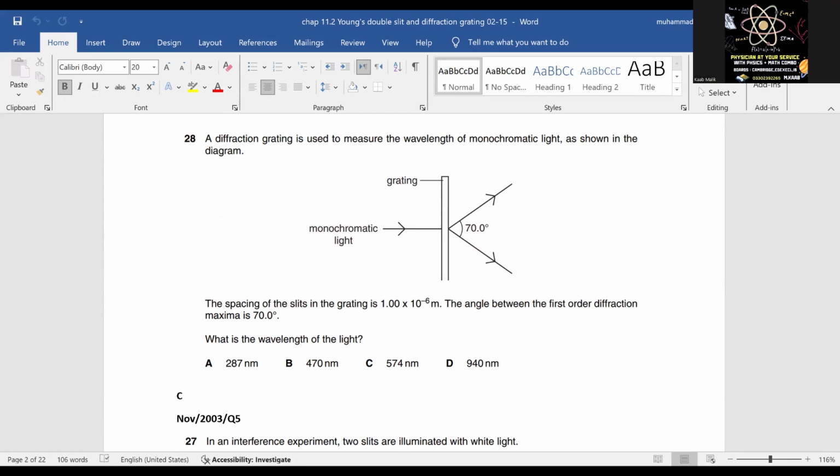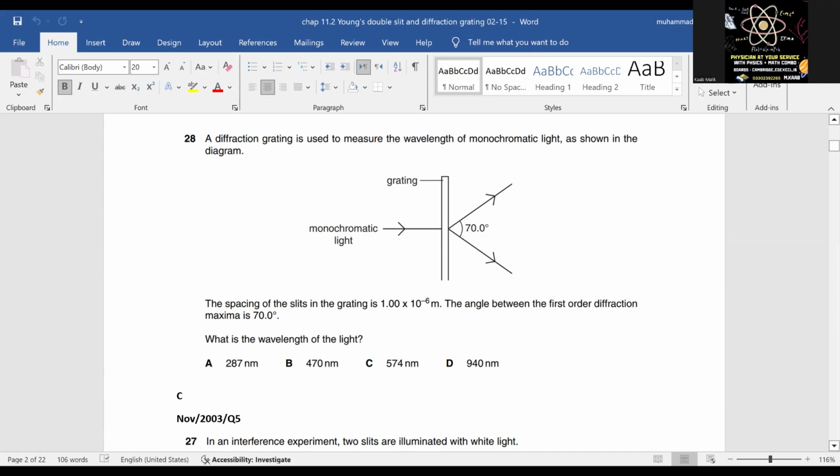A diffraction grating is used to measure the wavelength of monochromatic light as shown in the diagram. The spacing of the slits in the grating is 1 times 10 to the power -6. The angle between the first order diffraction maxima is 70. What is the wavelength of the light?